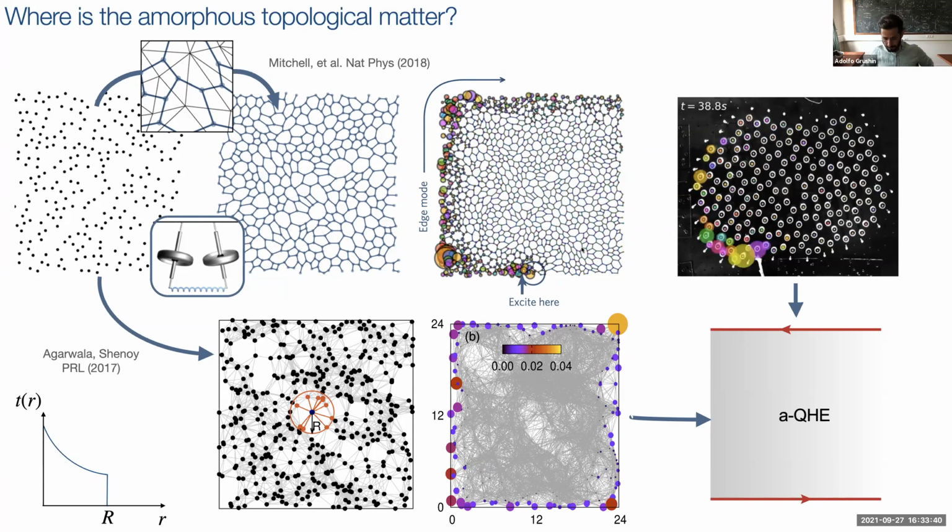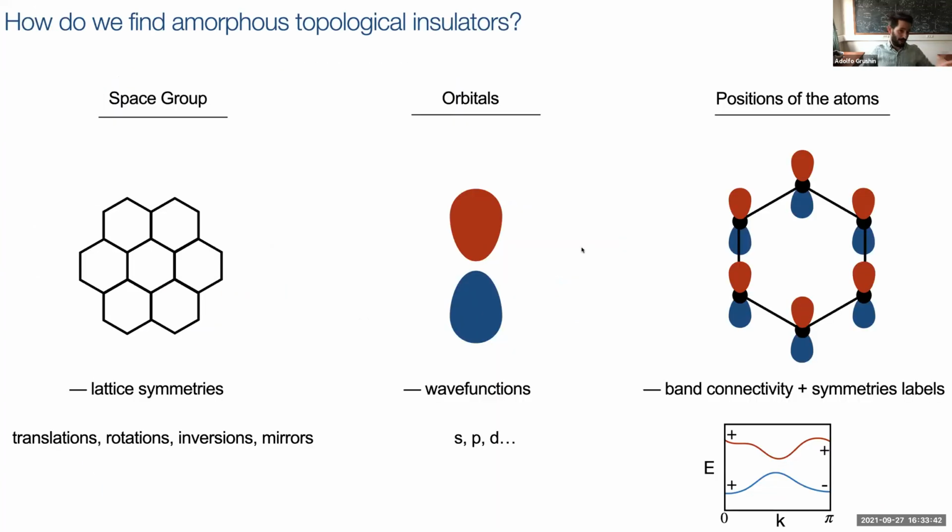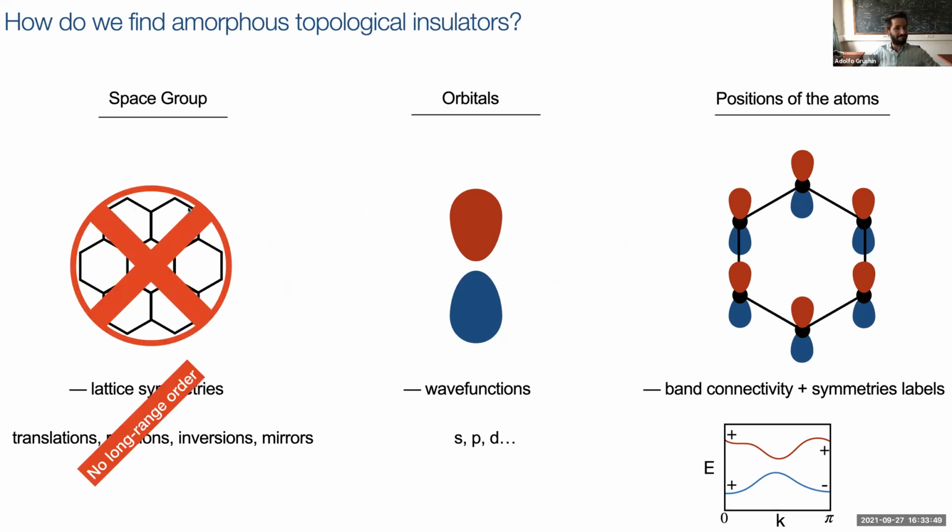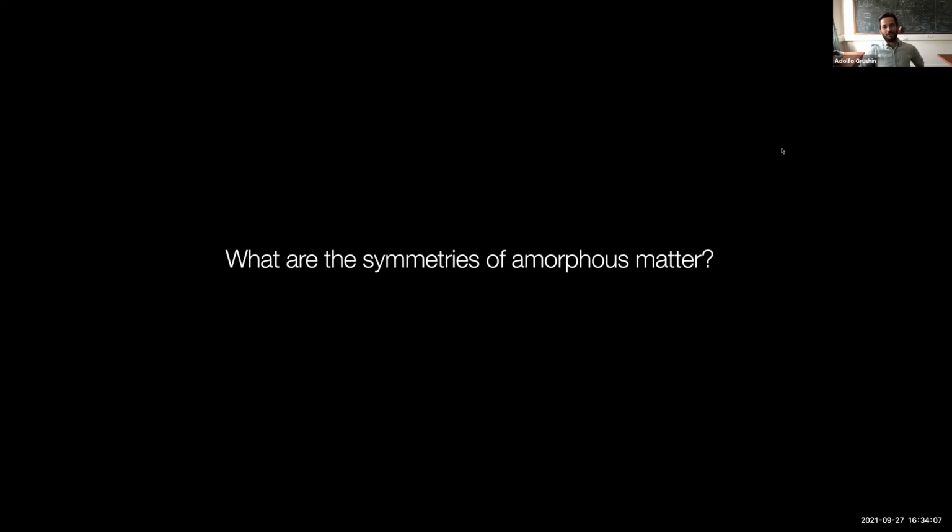Okay, so now, this is great, but the problem is, how do we find actual materials? Because now the space group is gone. There's no long range order. That's the definition of an amorphous lattice, just no long range order. Orbitals are still there, but you don't have symmetries, or some translational symmetry to actually plot the band structure. You cannot plot E versus k because k is given by translational symmetry. So what are the symmetries of amorphous matter? In fact, you can separate two types of symmetries.